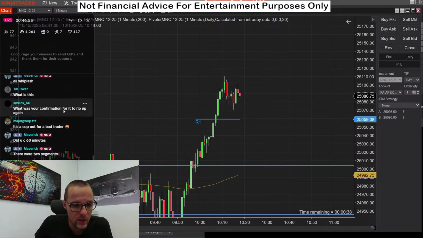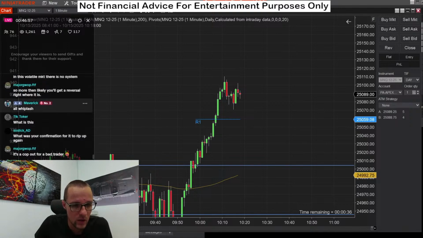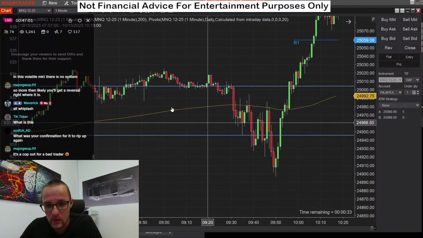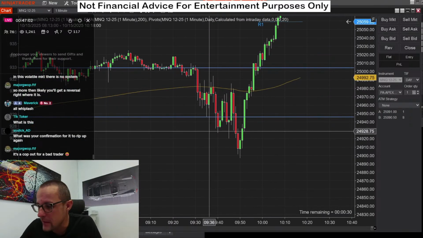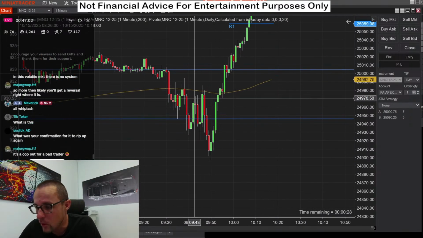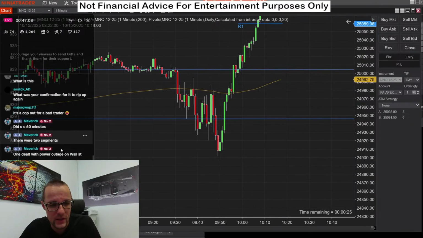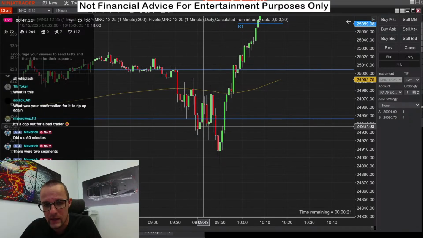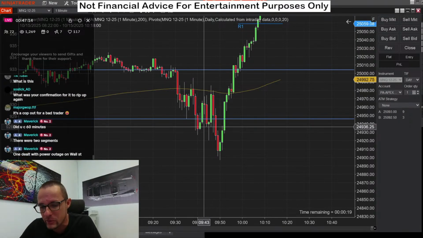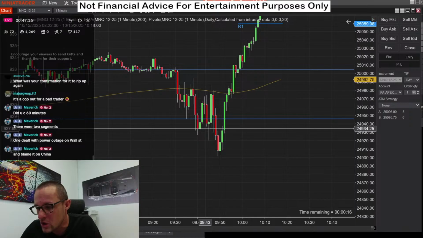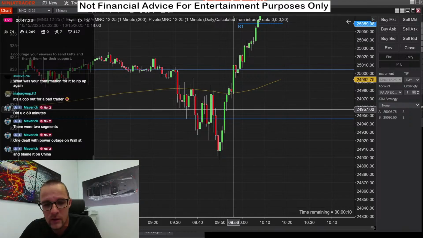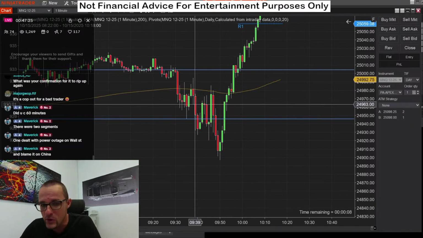What was your confirmation for it to rip up again? So, I had this 5-minute range marked out. I look for this every single day. If it breaks outside this 5-minute range, I look for a bullish gap to get formed back inside this range. At least 50% of that gap has to be inside that range. So I was looking for that gap.